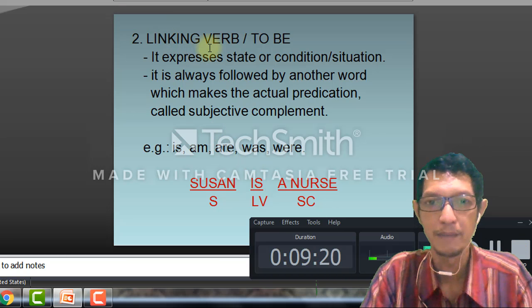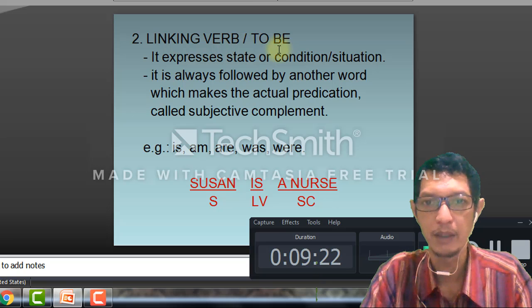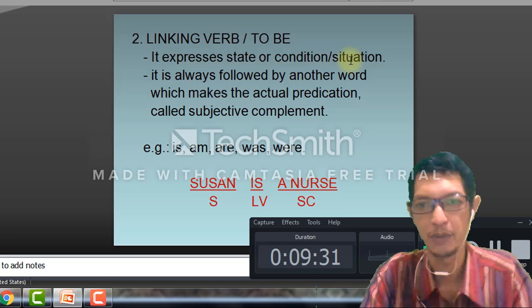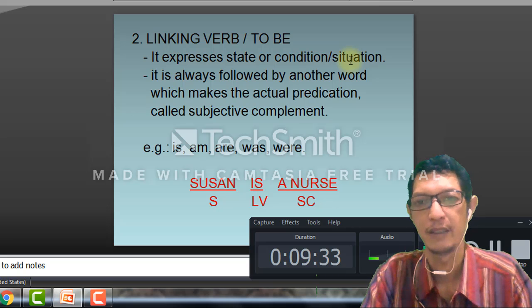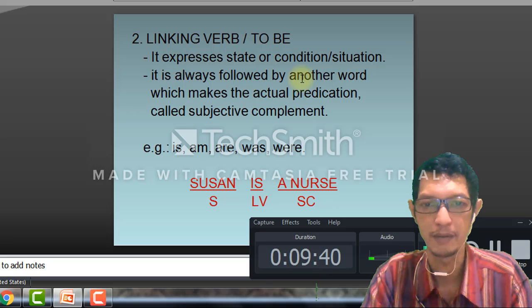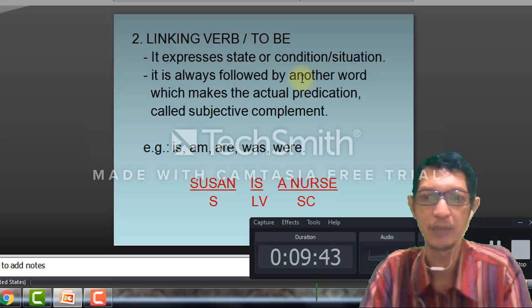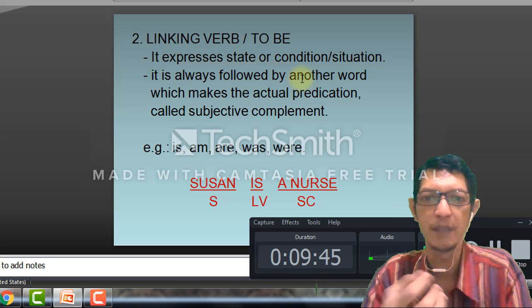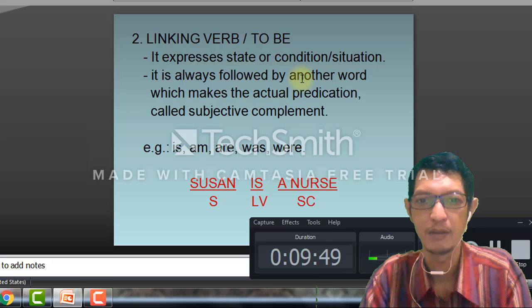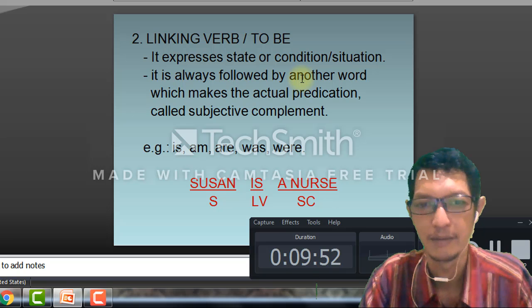So remember that the linking verb, or to be here, is used as a verb in your sentence to express state, condition, or situation. That is why the linking verb, or to be here, must be followed by another word which makes the actual predication, which gives information about the subject. That is what we call subjective complement.